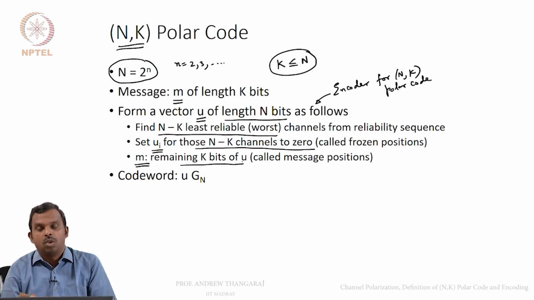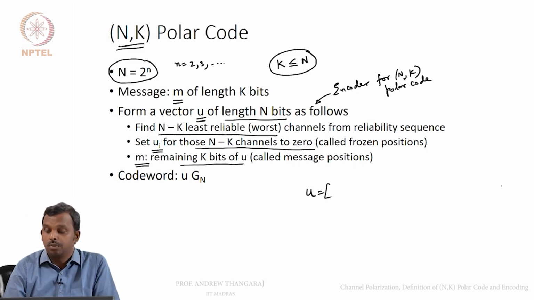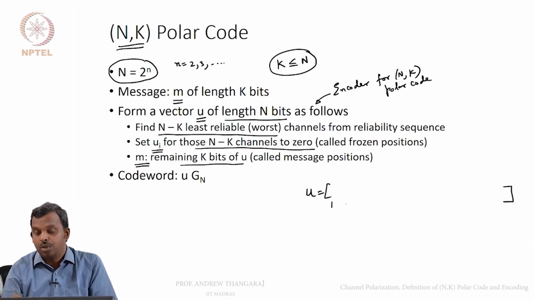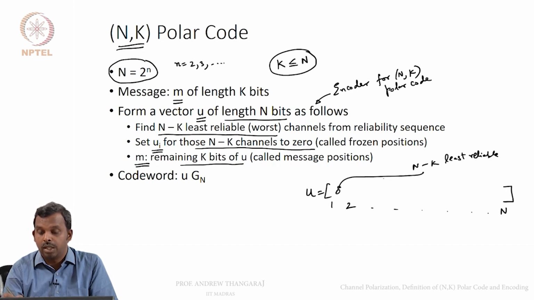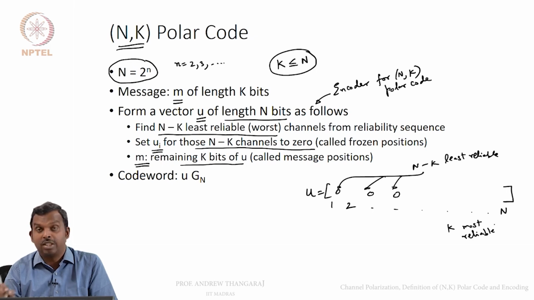Okay. All right. So, you have this vector u. It has n positions, 1, 2, and so on till n. The n minus k least reliable positions, you put 0. So, you will put 0 here, you put 0 here, wherever they are least reliable. And then the remaining positions, you put the message. The k most reliable, where least and most are with respect to the reliability sequence, is where your message goes.